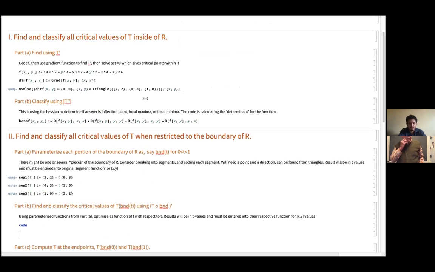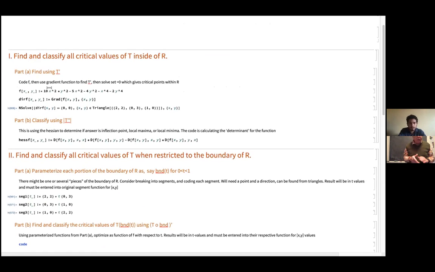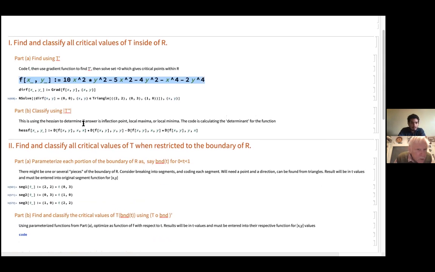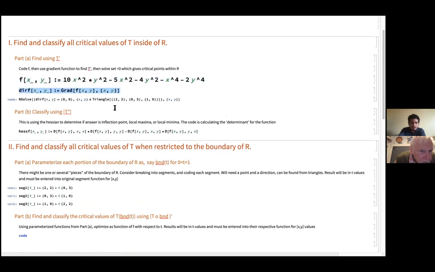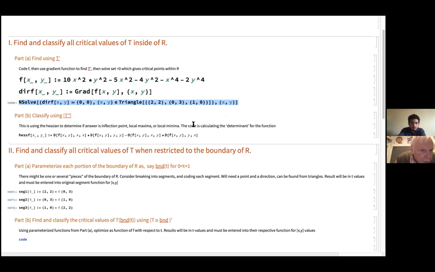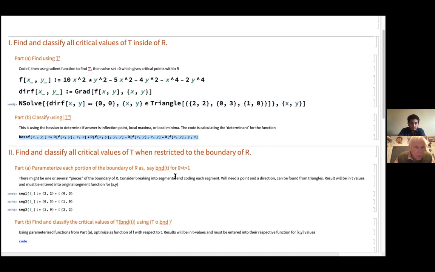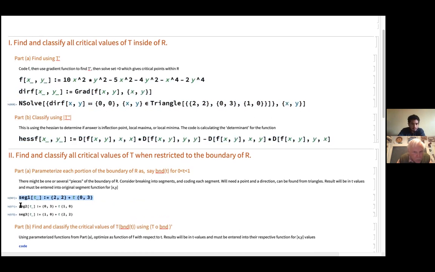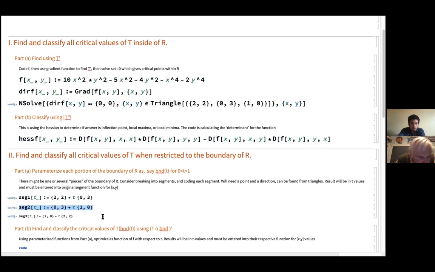So, for example, on a triangle, if you would blow that up a little bit so I could see it. Let me do all of those. You can do that whole section. So here we're classifying the critical values inside, and that's using the second derivative test, okay. So now restricted to the boundary.